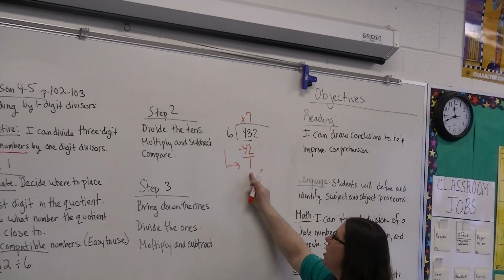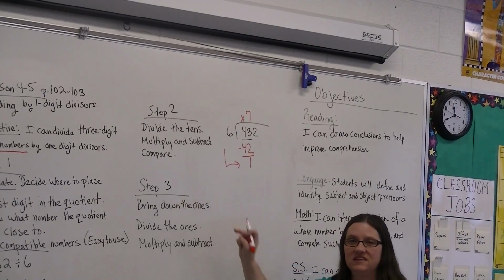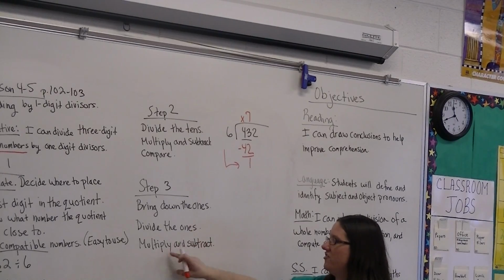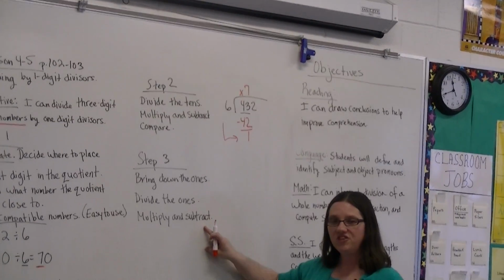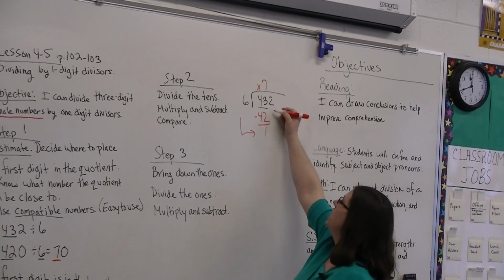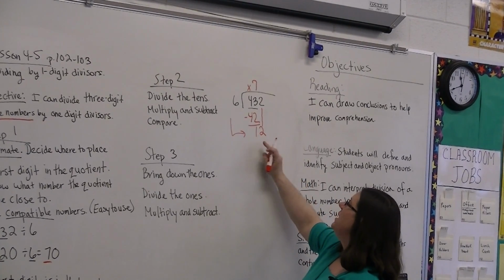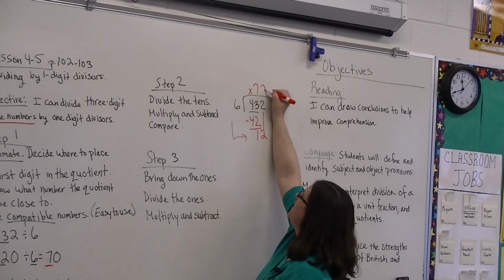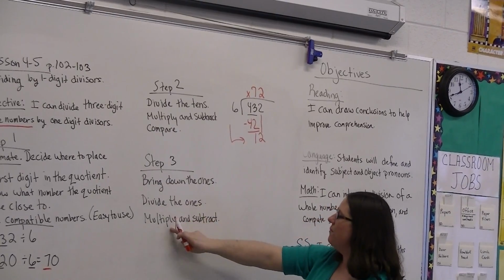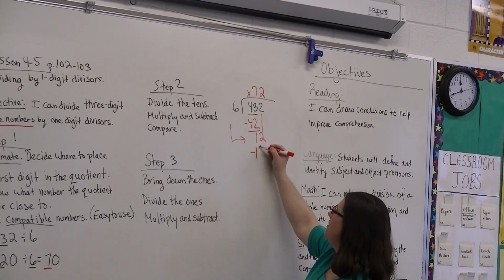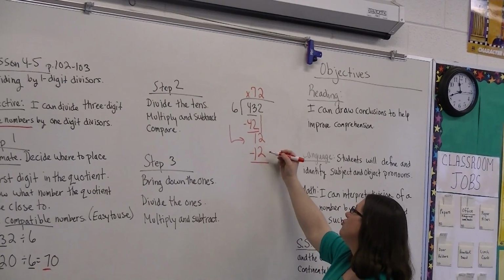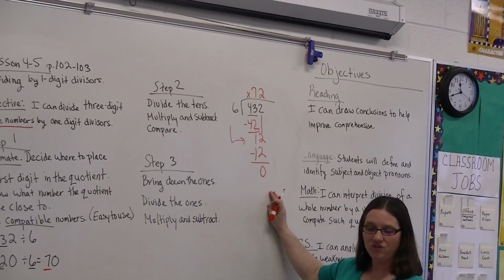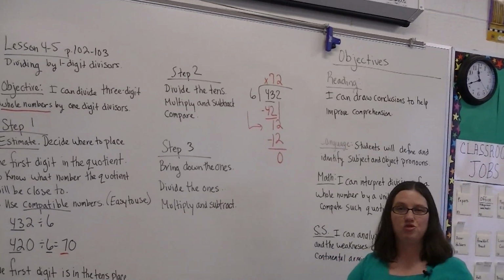Because we cannot do 1 divided by 6, this brings us into step number 3. You're going to bring down the ones, divide the ones, and then multiply and subtract. So copy down your step, and then go to the problem to do the work. You're going to bring down your ones, which is the 2. Now we have 12 divided by 6, which gives us 2, and we put that in our quotient. And then we do our multiplying. 2 times 6 is 12. Then we do our subtracting. 12 minus 12 is 0. We have nothing left over, nothing to bring down, so this tells me there are going to be 72 boxes of candles.